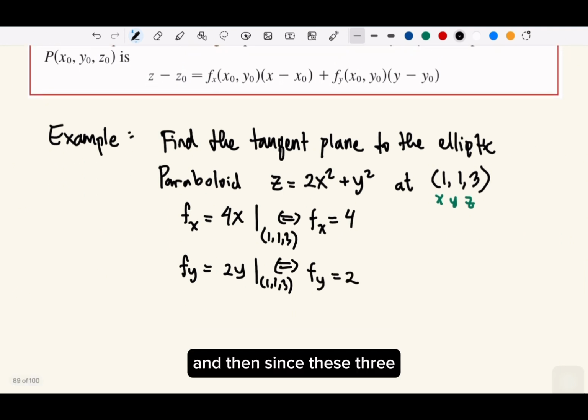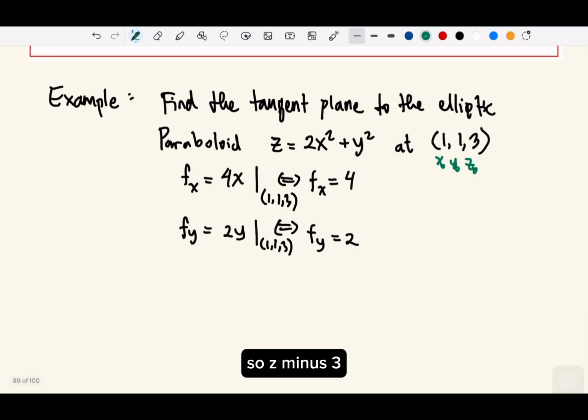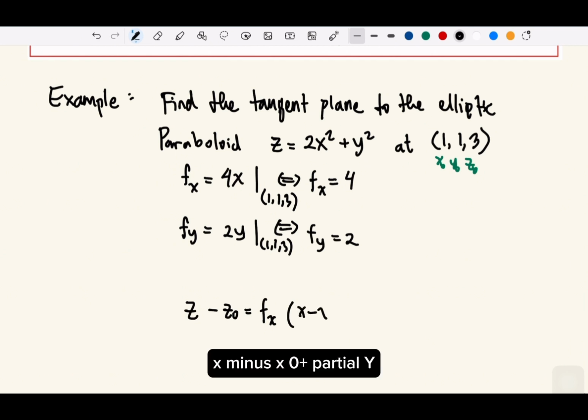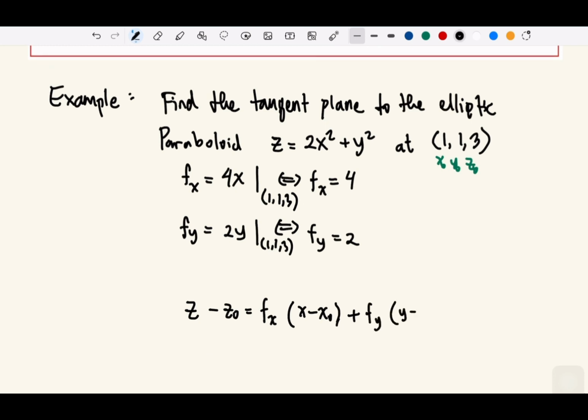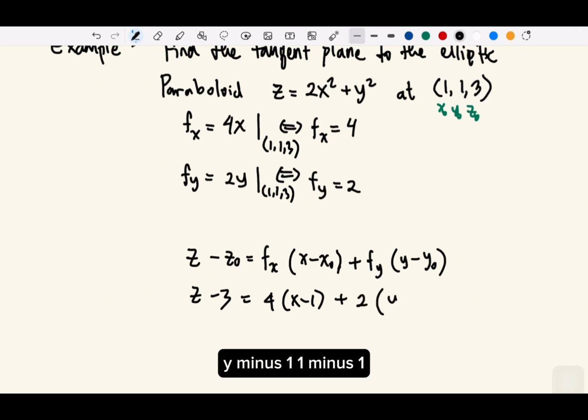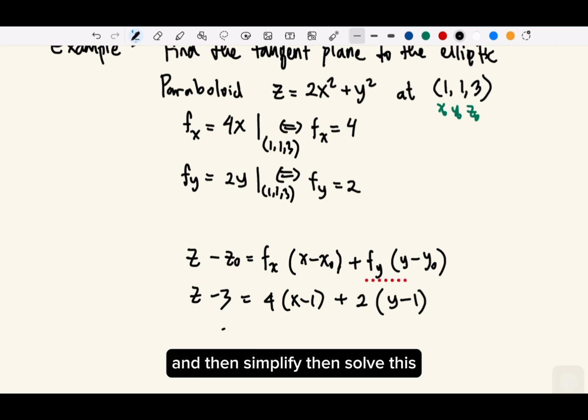Since z is 3, these are actually x0, y0, and z0. So let me write the whole equation: z minus 3 equals partial x times x minus 1, plus partial y, which is 2, times y minus 1. Then we simplify and solve this.